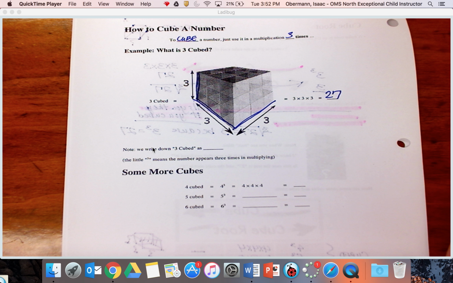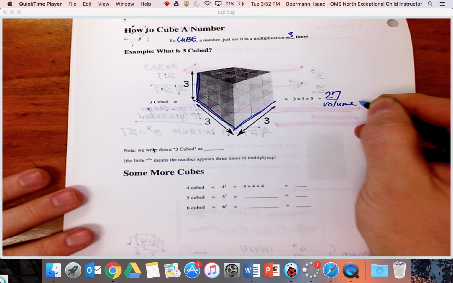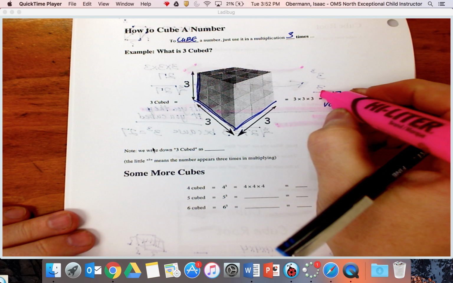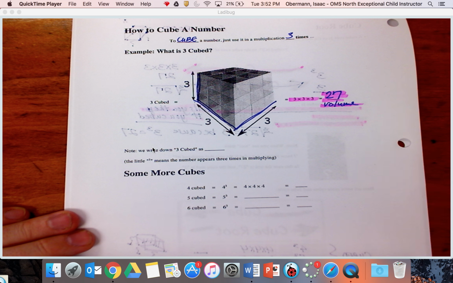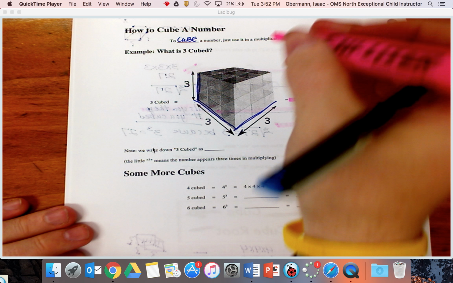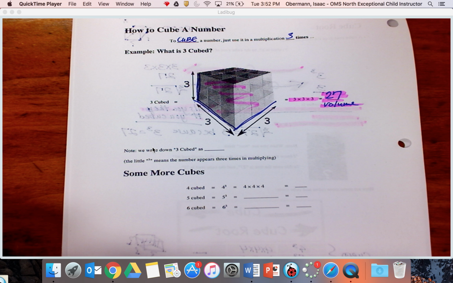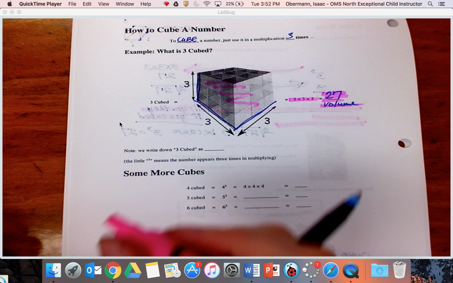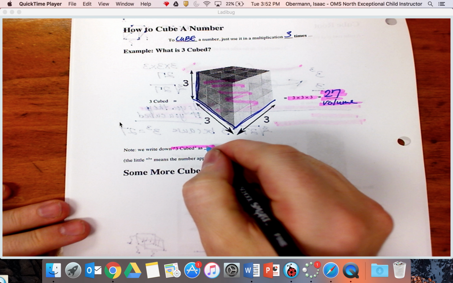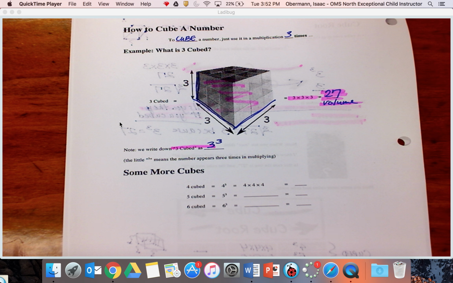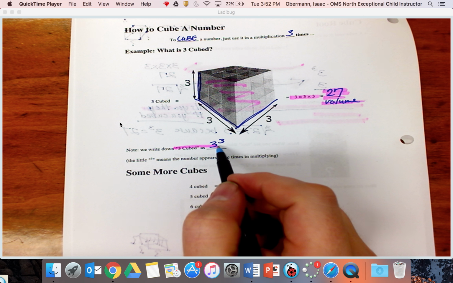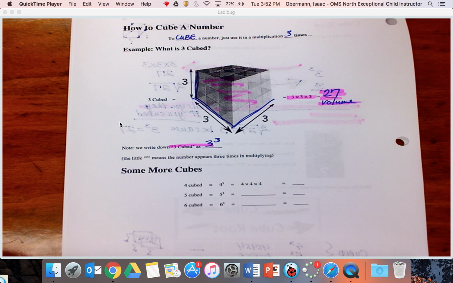And 27 there would be what is called the volume of this cube. So when I cube it, I'm multiplying by itself 3 times, and that's the inside part. The volume is now 27. So instead of writing 3 times 3 times 3 each time, I can write it a little bit shorter by writing 3 cubed as 3 to the 3rd power. That's the same thing as 3 times 3 times 3. So you will see it written this way: 3 to the 3rd power, or 3 cubed, because we're dealing with a 3-dimensional cube.